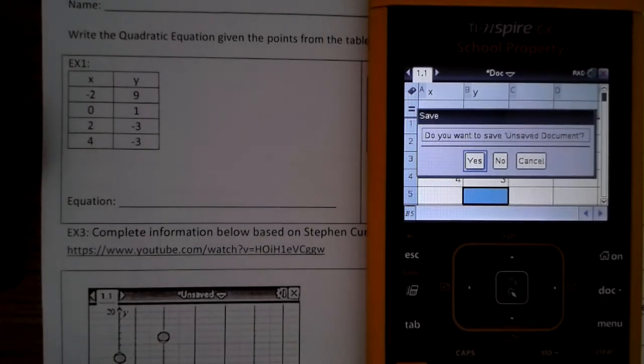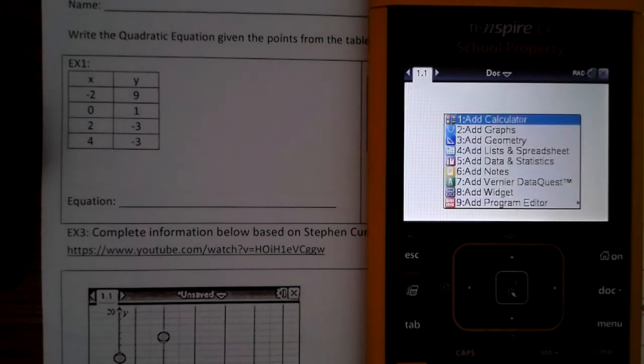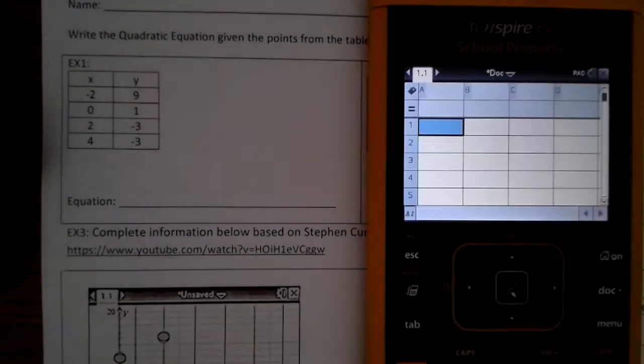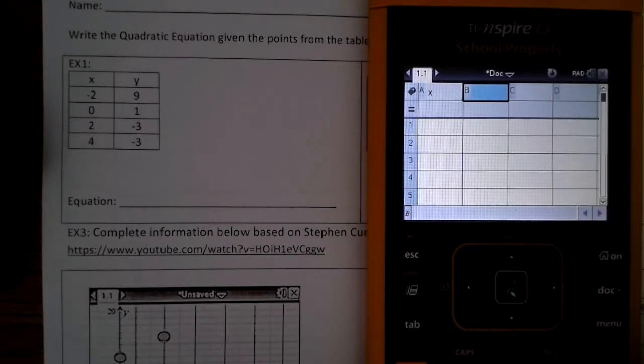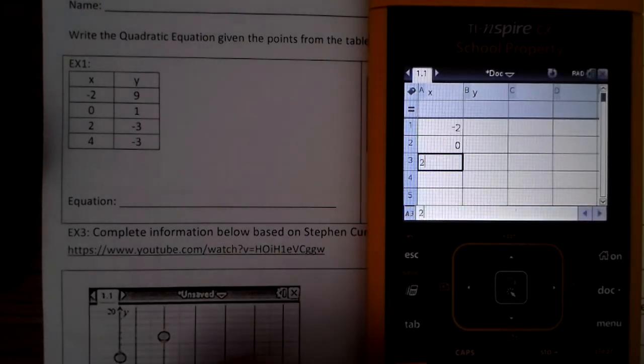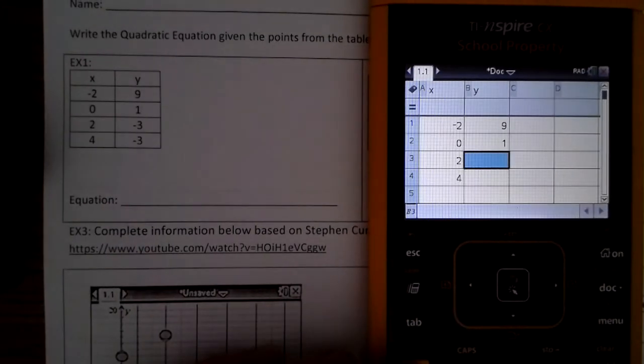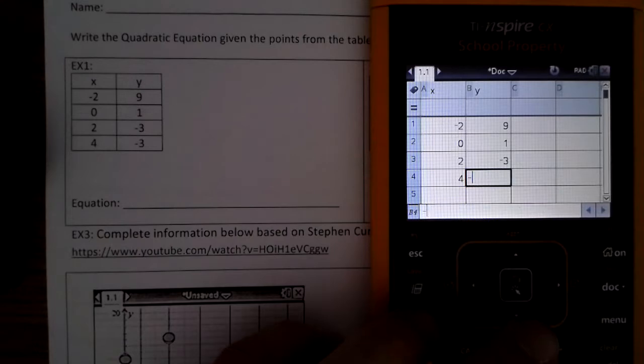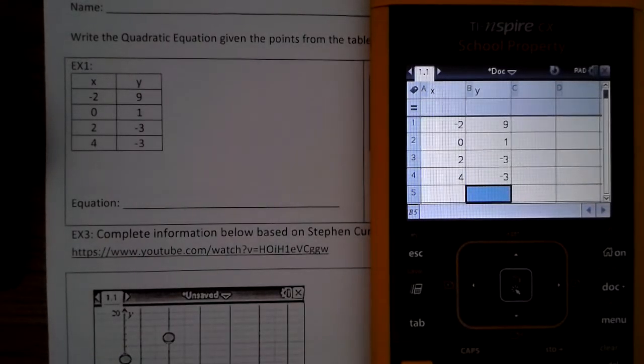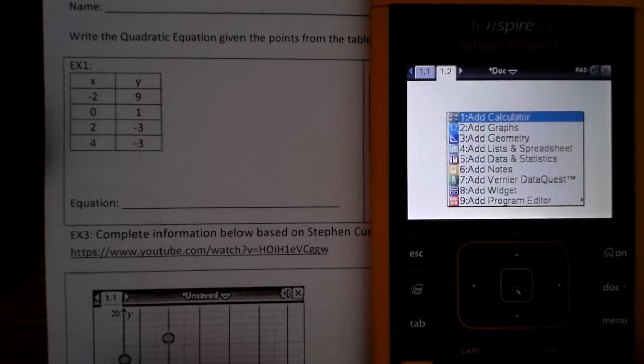Let's go on and take a look at it. So we press no. Then we press 4, add lists and spreadsheets. X and Y. And then we're going to put the numbers in. So the numbers are -2, 0, 2, 4, and 9, 1, -3, -3. All right, and then the next step is Control Doc, number 5.